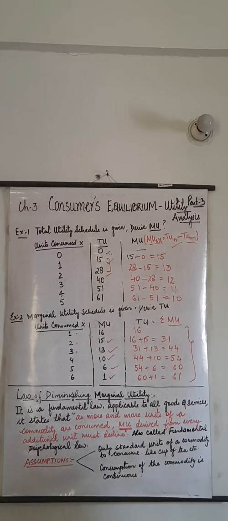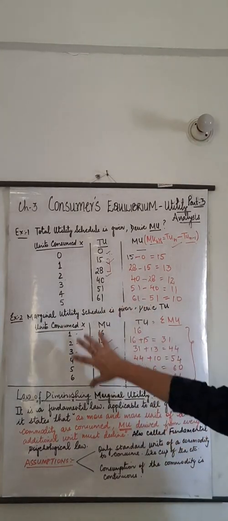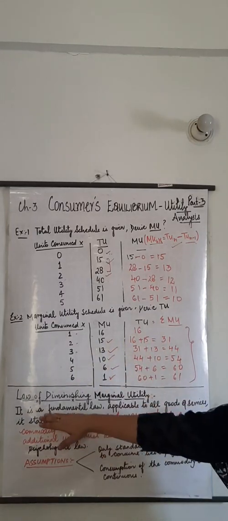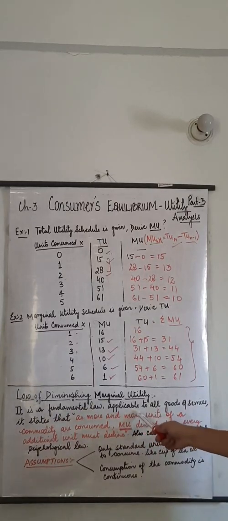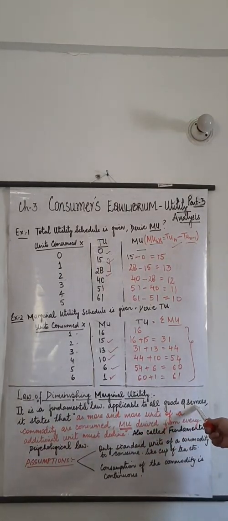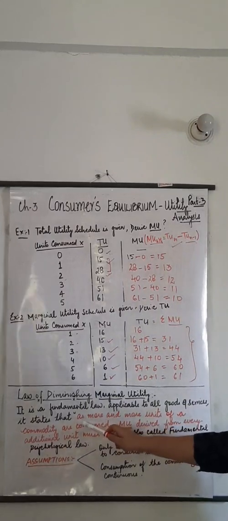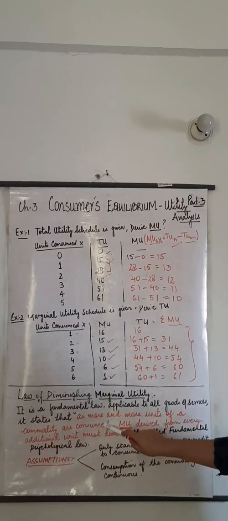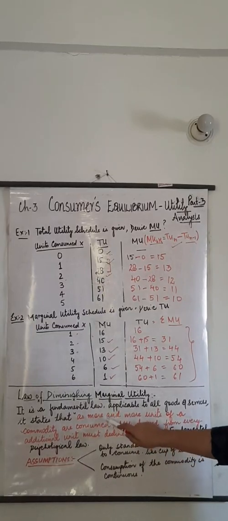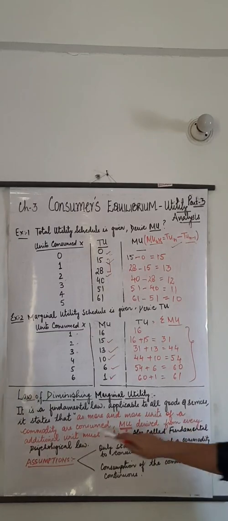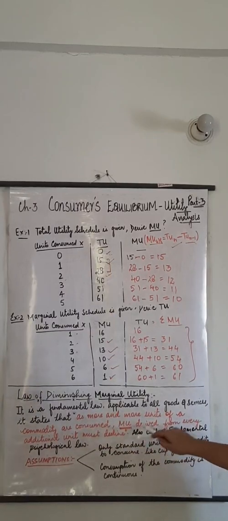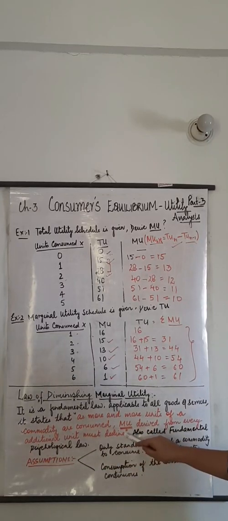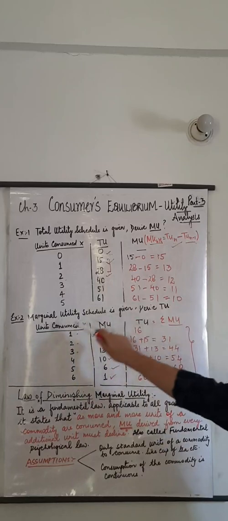So here it says, and I will make you relate and understand with this schedule also, please pay attention. It is a fundamental law applicable to all goods and services. It states that as more and more units of a commodity are consumed, MU derived from every additional unit must decline. You can easily verify this from this.